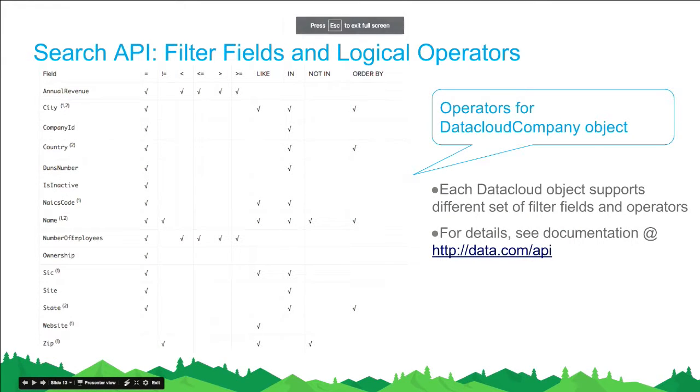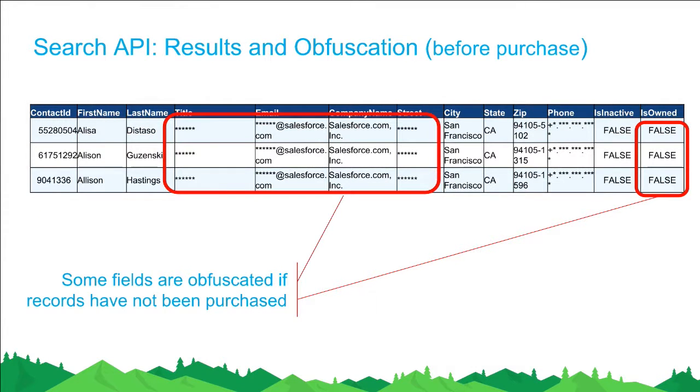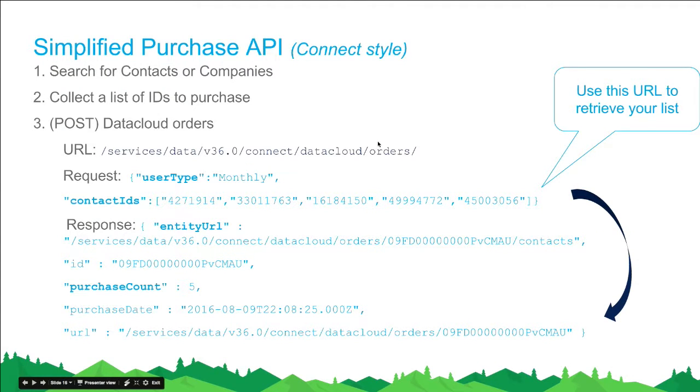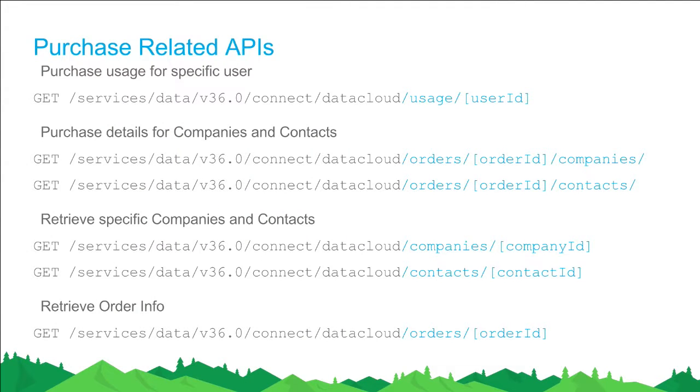So I talked about some of the logical operators that we support when you're using these search APIs. Some allow regular equal to, in, not equal to. We do have a good set of documentation on our website, like what all you can filter by or not. We talked about result obfuscation. You need to purchase the records before they start showing up. We talked about the purchase API. So this is the URL. And again, this is all there in the slides. So in the future, if you're looking at the slides, you have a reference URL, you have reference examples that you can view.